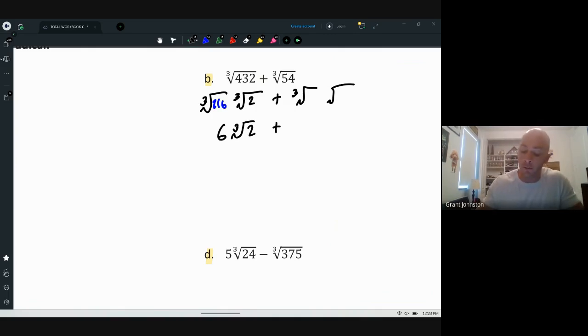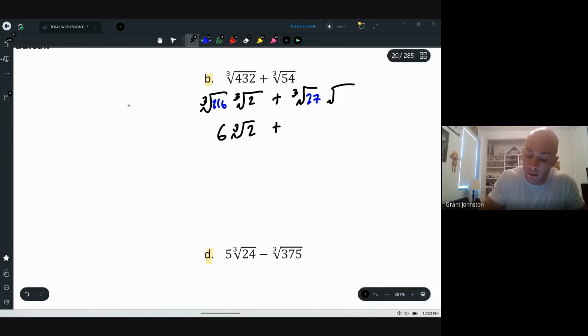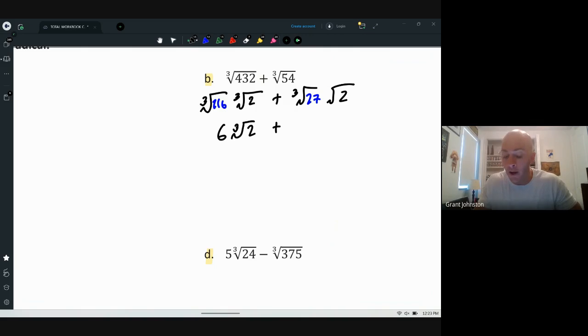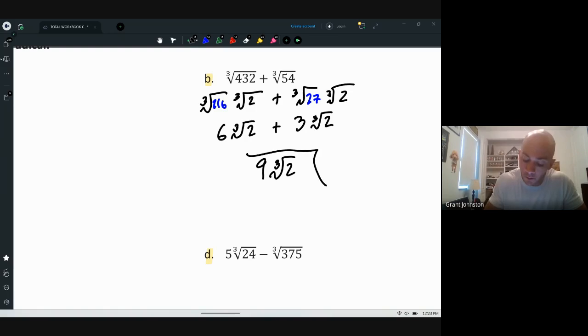Now the cube root of 54, the biggest perfect cube that goes in that is 27. 27 times 2 is 54. The cube root of 27 is 3. So it's going to be a 3 cube root 2. So a 6 cube root 2 plus a 3 cube root 2 would be 9 cube root 2.